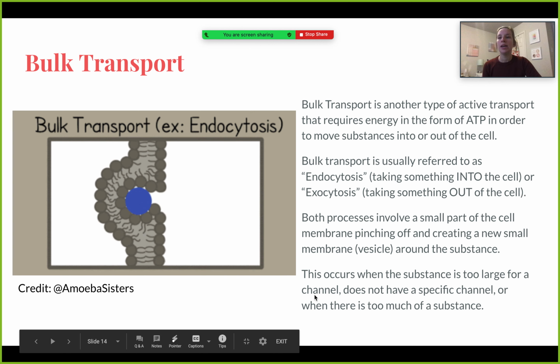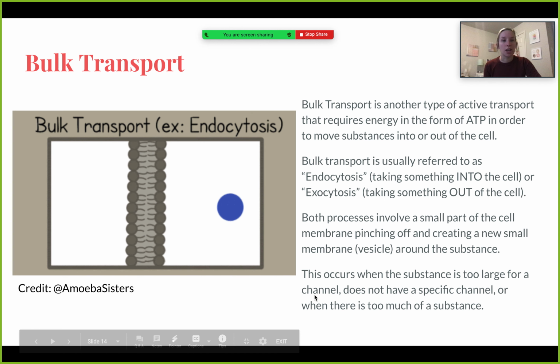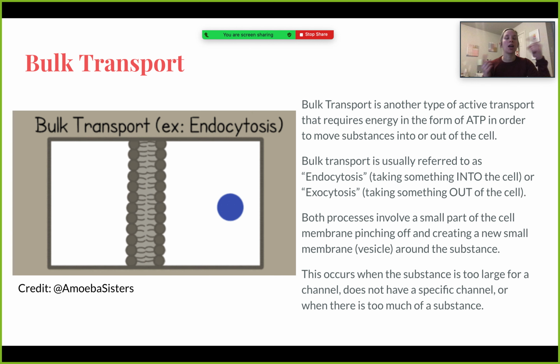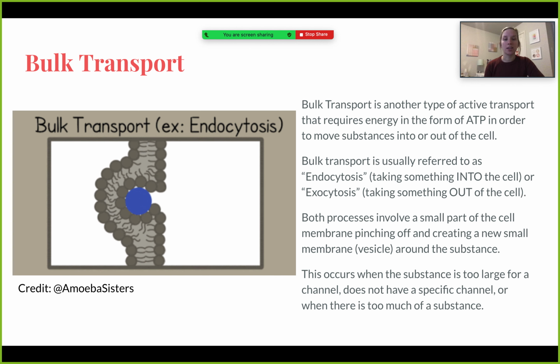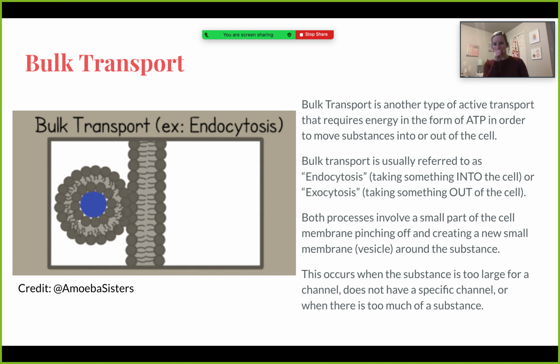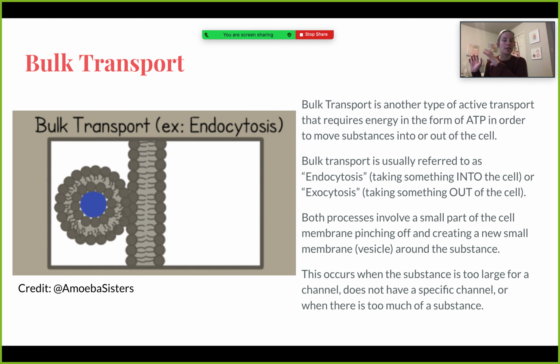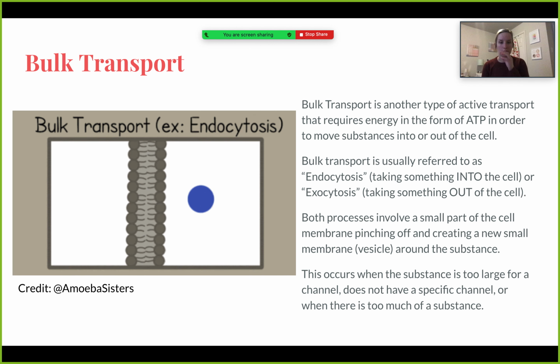All right, last one is bulk transport. So it's another type of active transport that does require energy in the form of ATP. And bulk transport is referred to as endocytosis, endo kind of sounding like in, and then exocytosis, exo kind of sounding like exit. So endocytosis is going to be putting something into the cell. Exocytosis is going to be removing something from the cell.